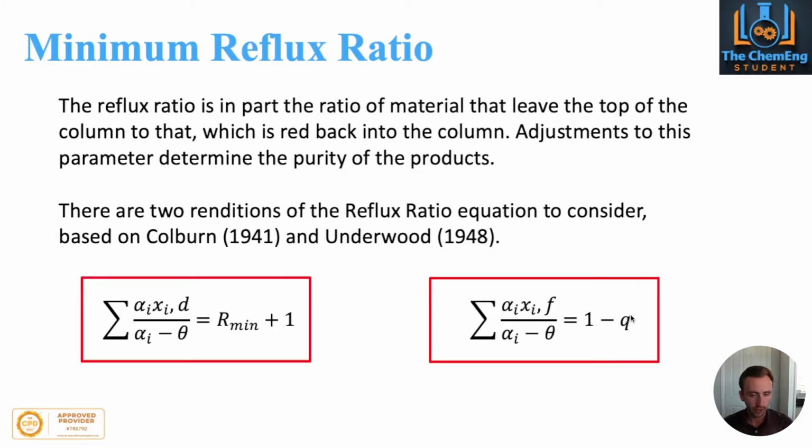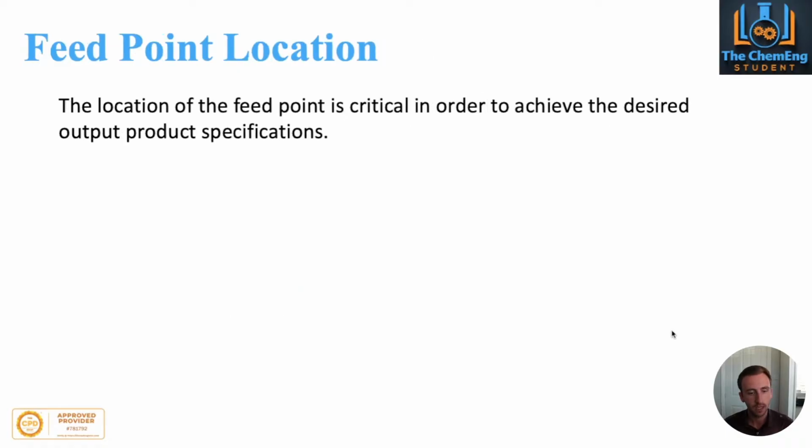And this Q line is integral to working out how many stages we're actually going to need. And I'll put a link in the description to that, because that goes into basically the graphical means of modelling a distillation column. Here we're talking purely about calculations and mathematical models.